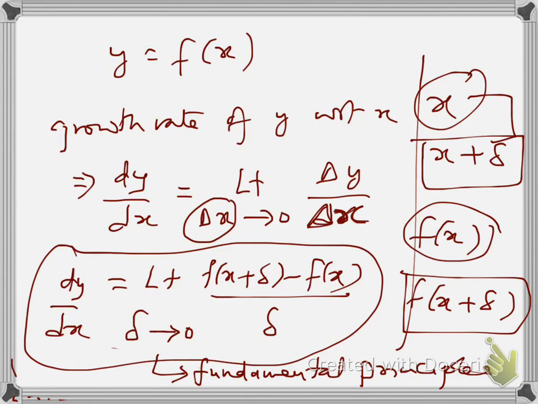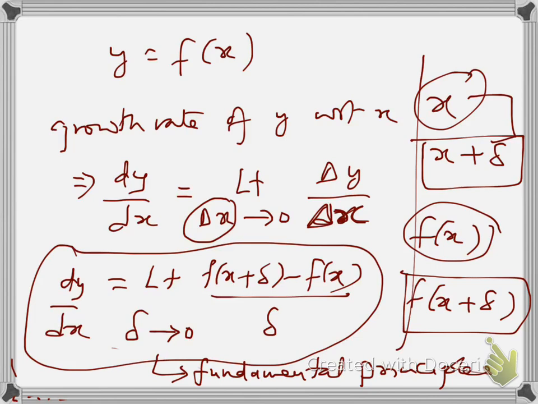Okay. Change in y by change in x, but they write it in a complicated way like this: f of x plus delta, meaning the new value of y, minus f of x, the old value of y, by delta. Delta is the change in x. So change in y by change in x. The change in x is going to 0, delta going to 0.